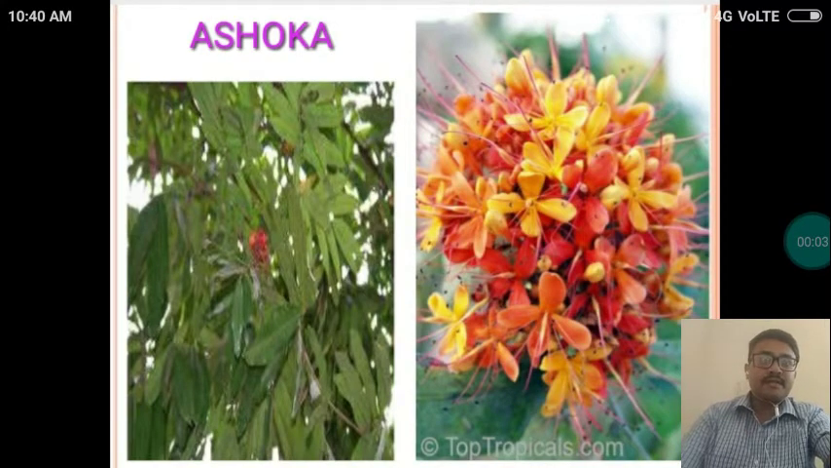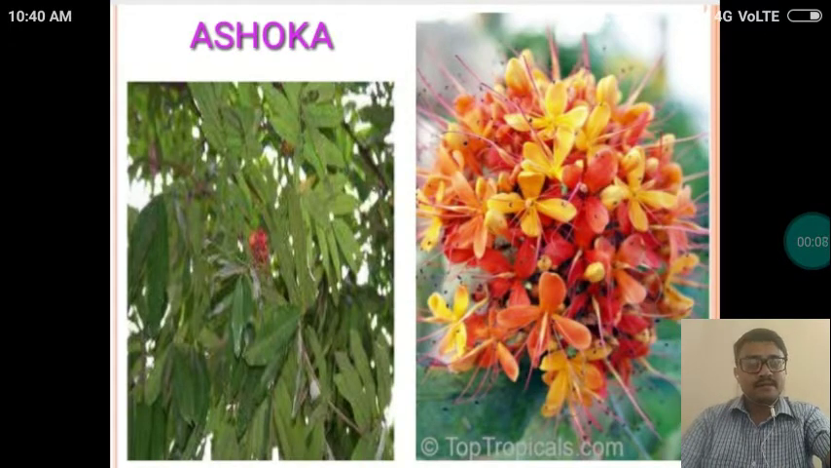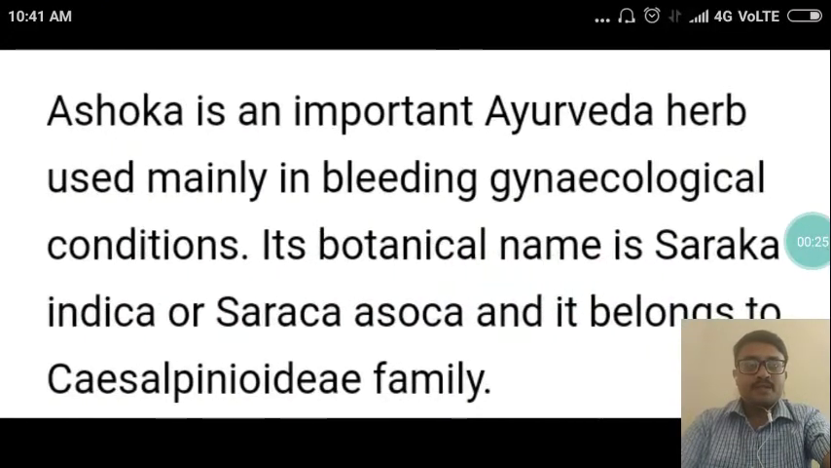Good morning, students. Let us discuss the Ashoka tree today. Here on the screen, you can see the Ashoka leaves and the inflorescence of Ashoka. Ashoka is an important Ayurvedic herb used mainly in bleeding gynecological conditions.